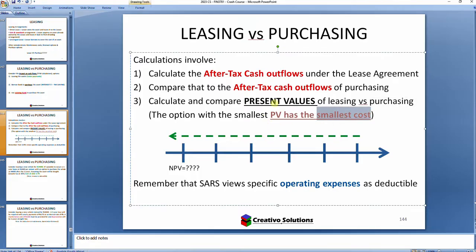You're present valuing your future cash flows back in time, and you're comparing that for the two. You're looking at leasing and you're looking at purchasing, and you're seeing which one is better.